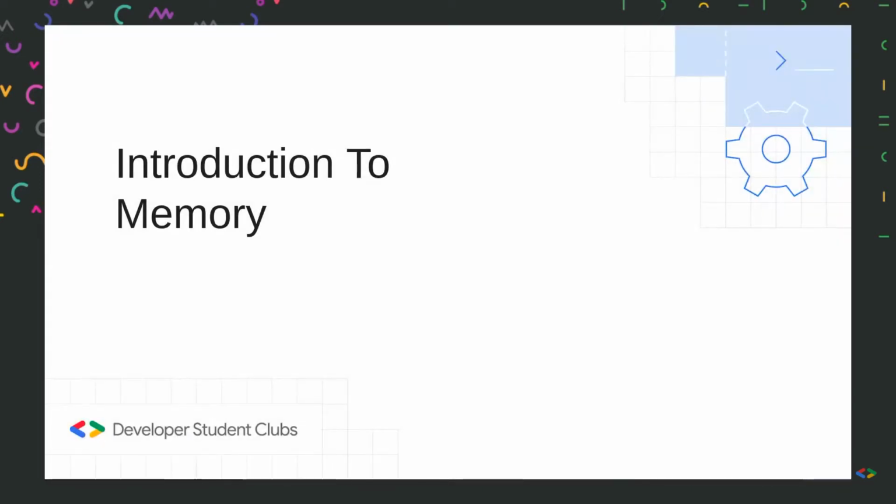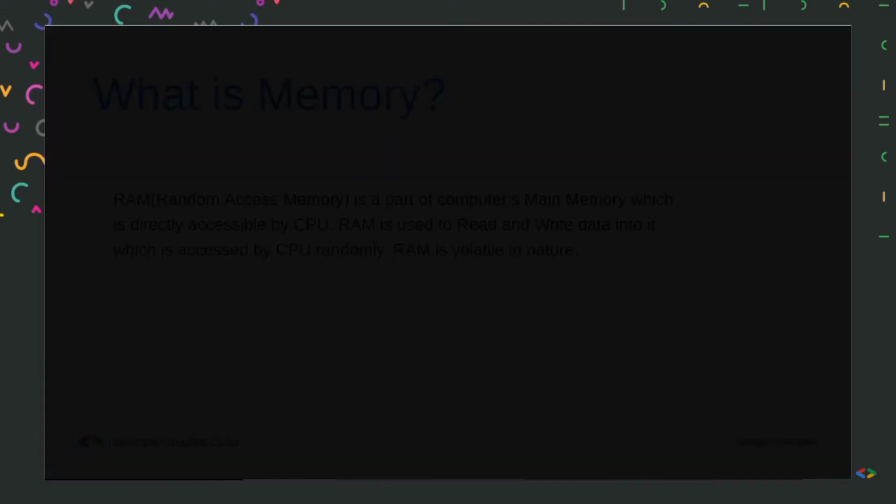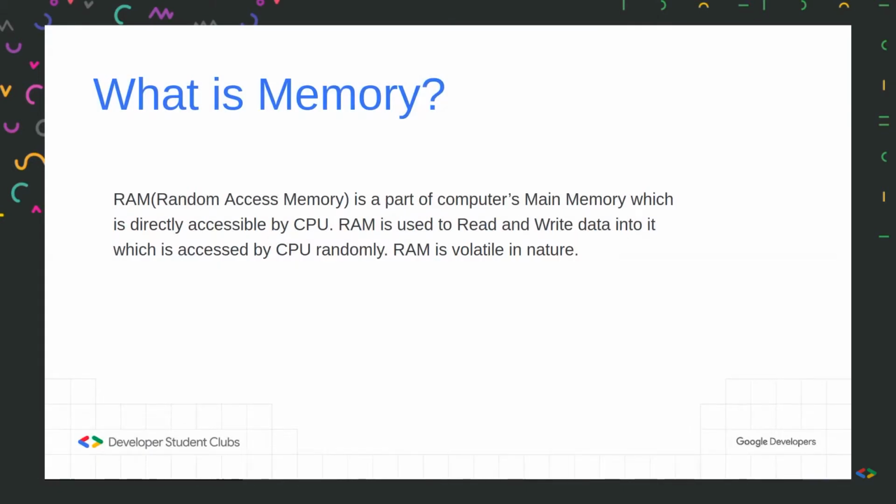So now let's talk about memory. What is memory? When we say the word memory, we usually talk about the random access memory, or the RAM, popularly known as, which is our computer's main memory and is directly accessible by the CPU. Basically, it is used to read and write data. It is a volatile form of memory. So if, let's say, there is a power cut, the data that's stored in the RAM at that instance will be lost. It's not like your conventional hard disk where the data is non-volatile in nature.